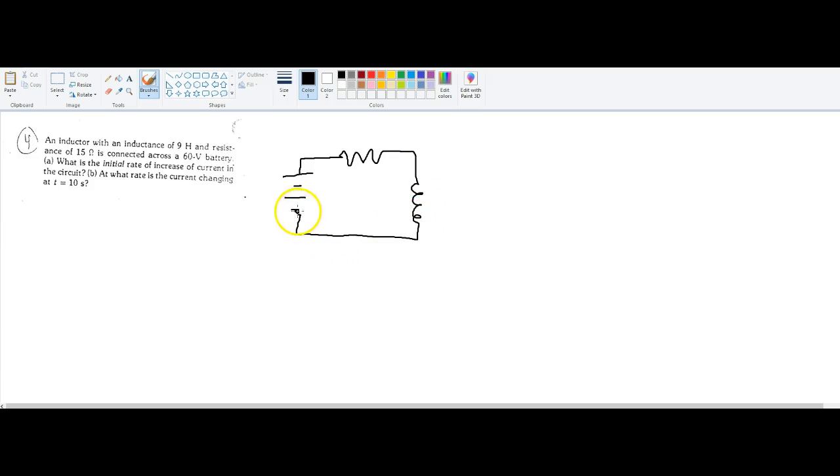So this is what my circuit looks like according to the instructions. It's a 60-volt battery. Probably right to put a switch on here, but I'm not going to bother. I've got a 15 ohm resistor, a 60-volt battery, and a 9 henry inductor. Now I take a look at this and go, okay, so what happens? The inductor's the old man on the lawn. Does not want to change.